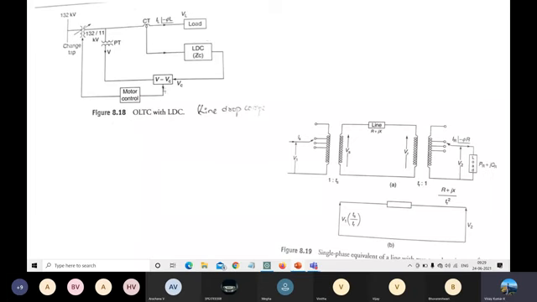So you have to mention the construction of OLTC with LDC, and similarly the same will be used for both the circuits, both the sides, at the sending end as well as at the receiving end, the same tap changing transformers. So TS, TR are the nominal turns ratio at the sending end and the nominal turns ratio at the receiving end.